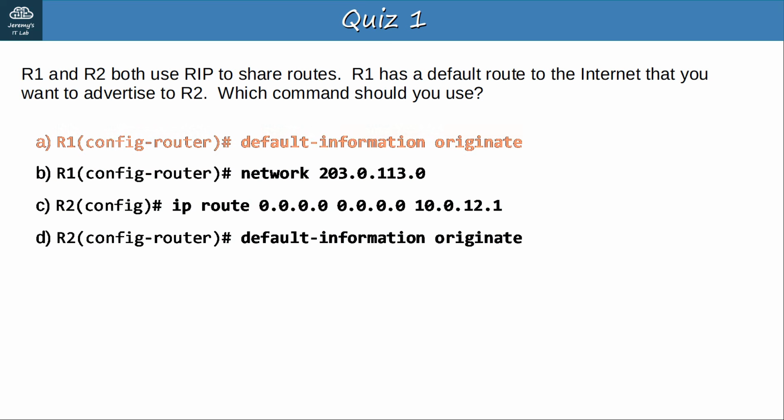The answer is A, default-information originate on R1. This command is used to advertise R1's default route to its RIP neighbors. B, the network command, is used to activate RIP on an interface, not to advertise a default route. C, the ip route command, configures a default route on R2, but it doesn't cause R1 to advertise a default route to R2. Finally, D is incorrect because we want to advertise the default route from R1 to R2, not from R2 to R1. Let's go to question 2.